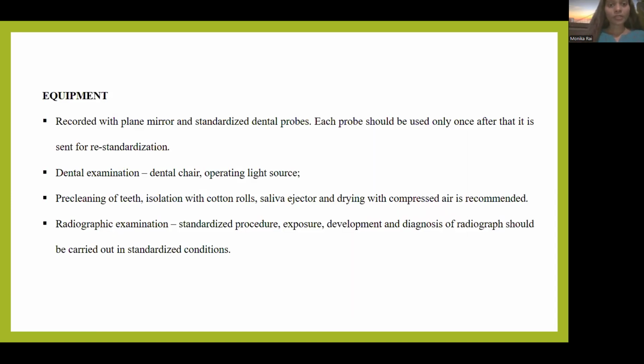Now, what equipment we used here? We record using a plane mirror and standardized dental probe. Each probe should be used for once. After that, it is sent for re-standardization. Dental examination, dental chair, operating light source, pre-cleaning of teeth, isolation with cotton rolls, saliva ejector, and drying with compressor air is recommended. Radiographic examination, standardized procedure, exposure development, and diagnosis of radiograph should be carried out in standardized condition.